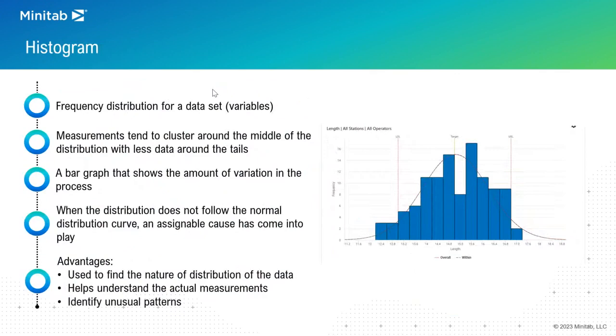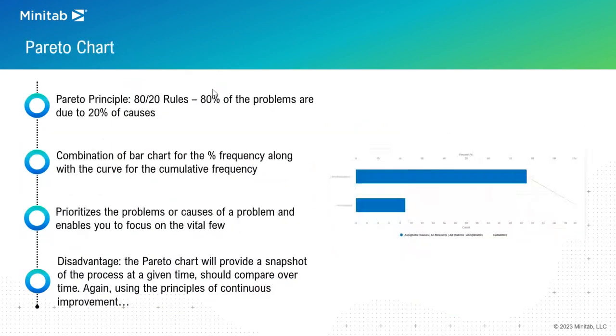Again, our goal in looking at the histogram, to produce a good process and a good quality product, is to be as close to the target as possible. And then finally, the Pareto chart, which of course comes from the Pareto principle, the 80-20 rule: 80% of the problems are due to 20% of causes.